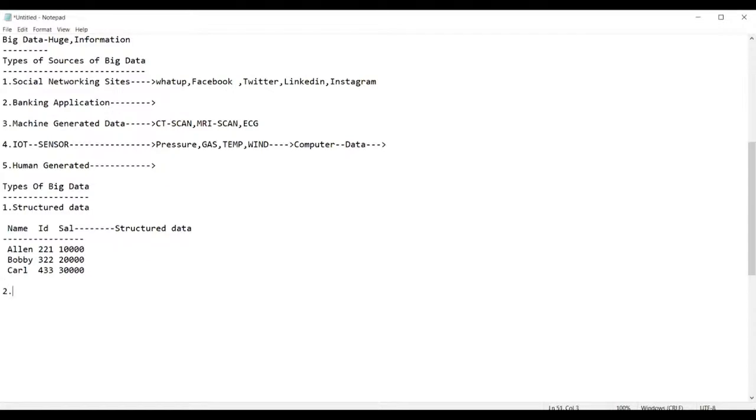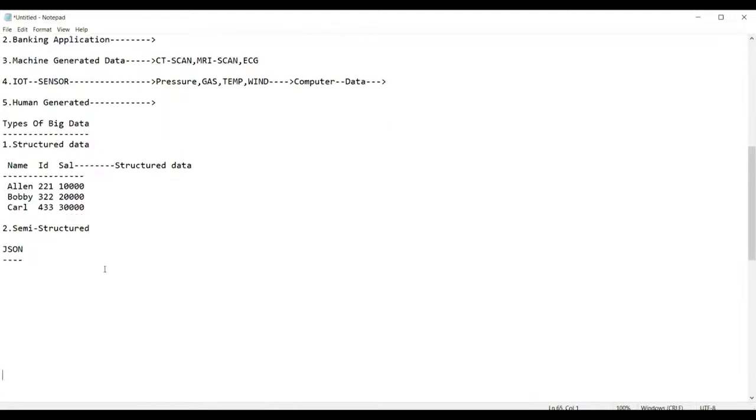Next one is the second one, semi-structured data. Semi-structured data means this data is purely not structured as well as not unstructured. It is semi-structured. You will have semi-structured data such as data in JSON files. For example, I'll show you how a JSON file looks and how the data will move. The data in the JSON file is given in curly braces. Let us see how it looks here.